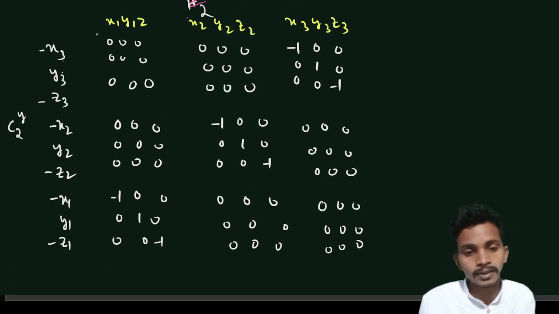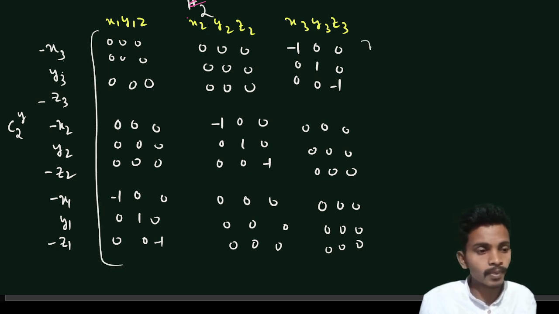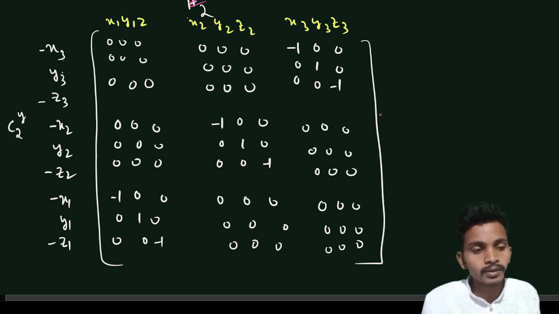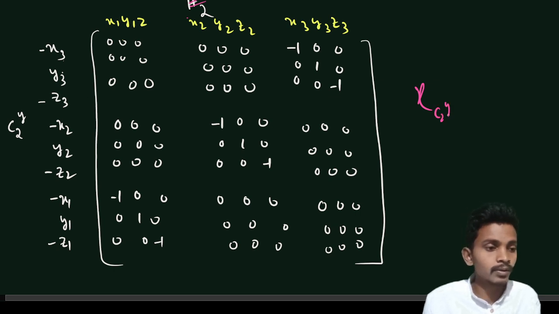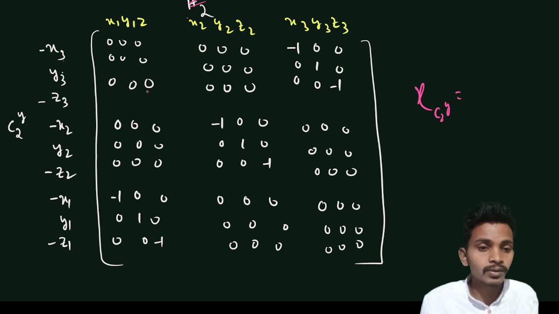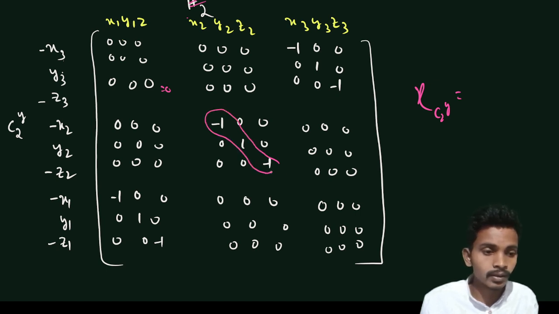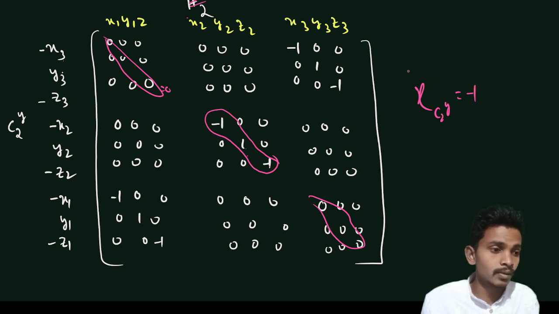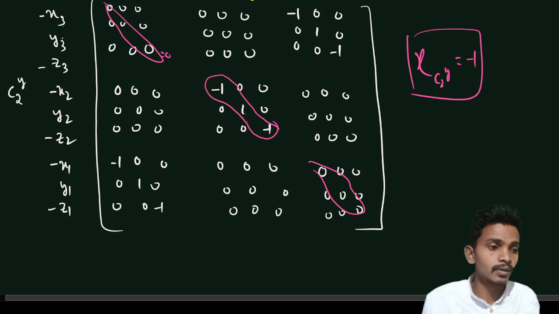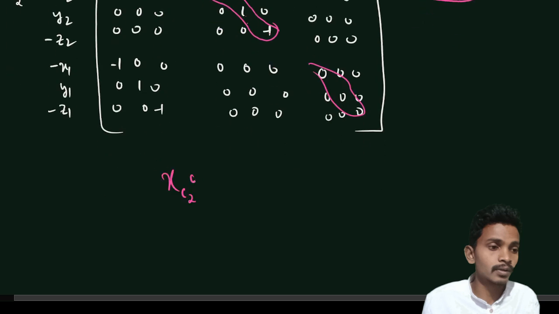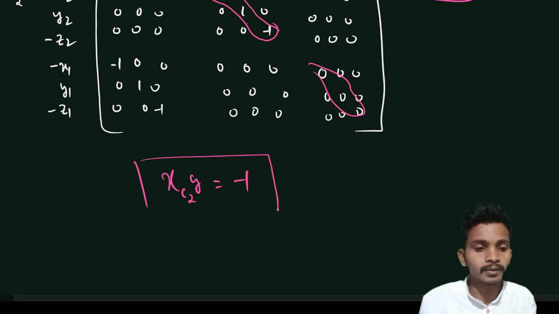So if you operate all this, then the character is the diagonals of C2y. What is it? Here everything is 0, so this is going to be 0. Here this we have to add. Here also everything is 0. Here also everything is 0. So this is only that. Then -1 -2 plus 1, that is -1. So the character of C2y equals -1.